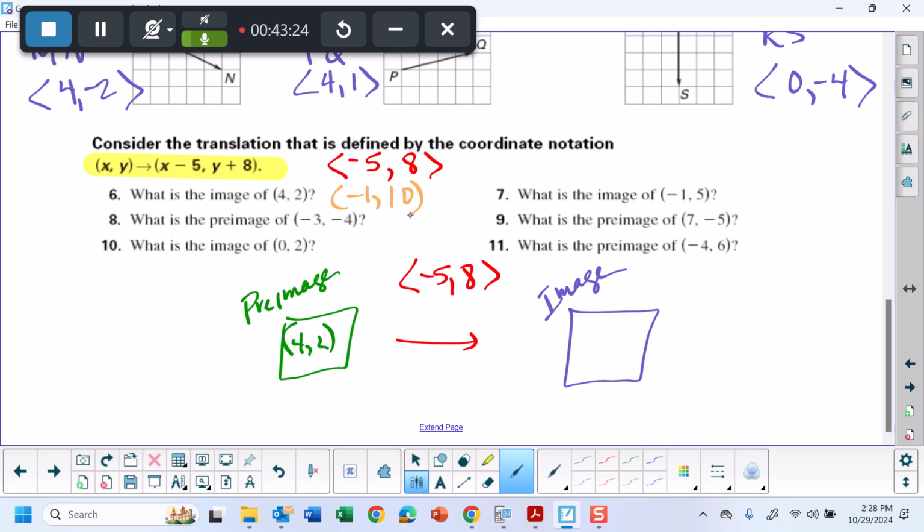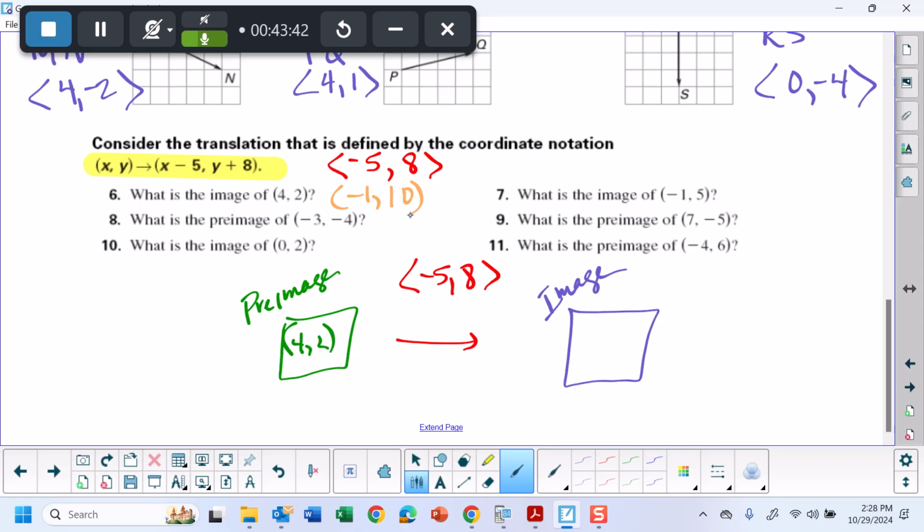Should we put the answer in parentheses? Parentheses, because it's an XY ordered pair. Great question. The vector is communicated through the chompers, but the coordinates are XY ordered pairs, right? Parentheses separated by a comma.